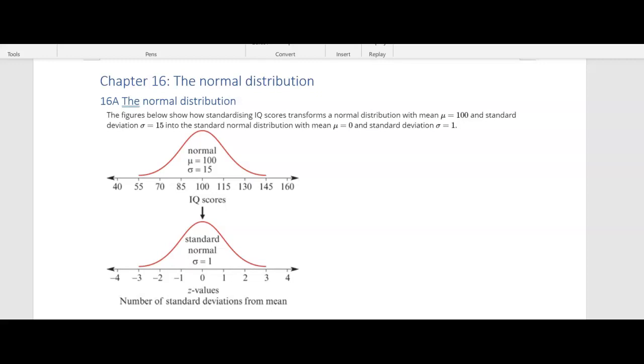Hi everyone. In this video, we're going to start chapter 16, the normal distribution. The normal distribution is used a lot in statistics, especially if, and probably only if, the data is symmetrical. So you can see the two curves I have on the screen. We call that a bell-shaped curve. You might sometimes hear people refer to a bell-shaped curve or something that is normally distributed. That just means that it is symmetrical.